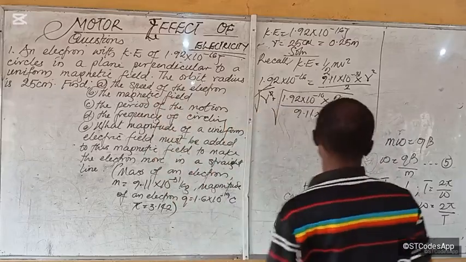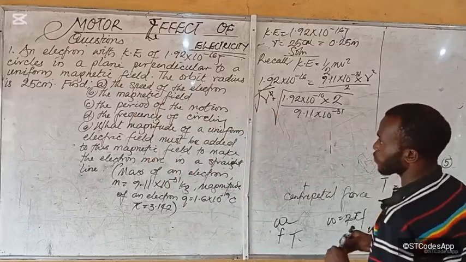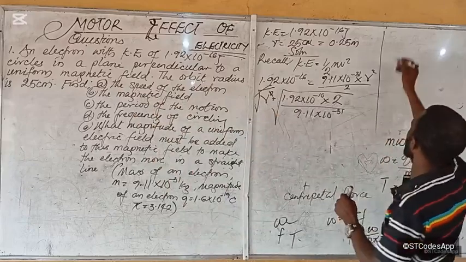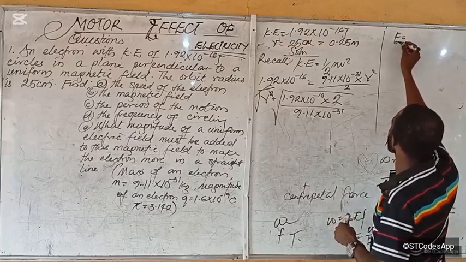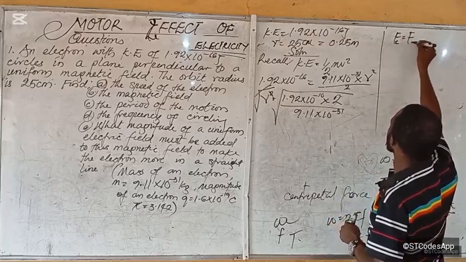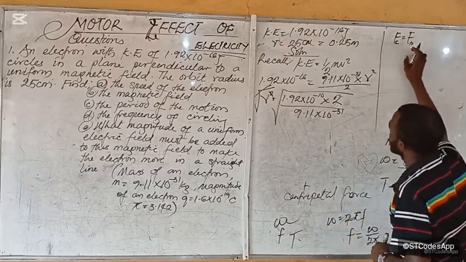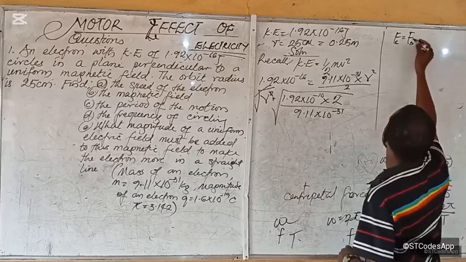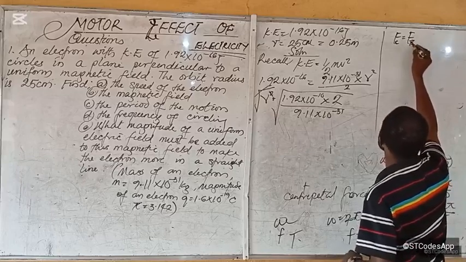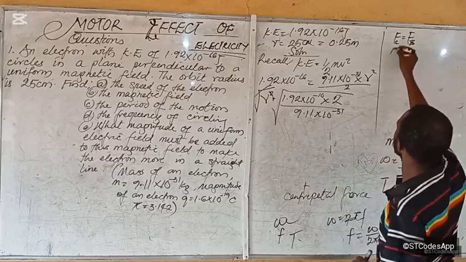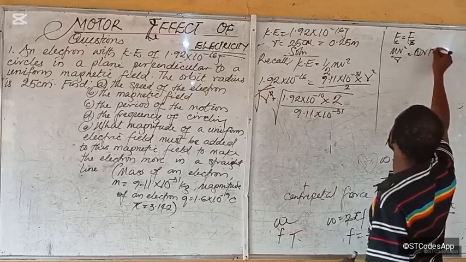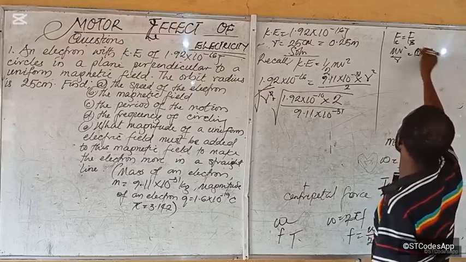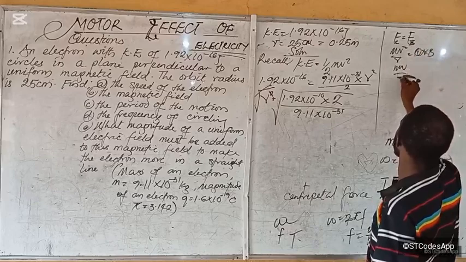The magnetic field, very simple. Since it's moving in a circular path, we said that F, that is the centripetal force, will be equal to what? The magnetic force. Is that okay? So that will be mv squared over r is equal to QVB. This takes care of this, and we have mv over r.